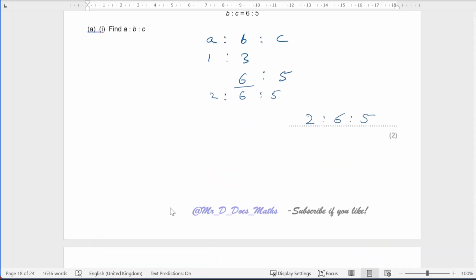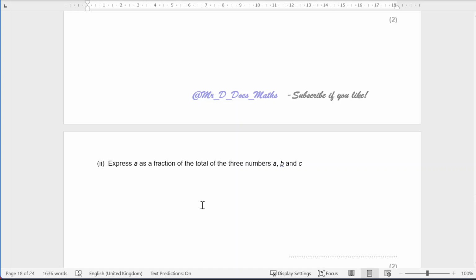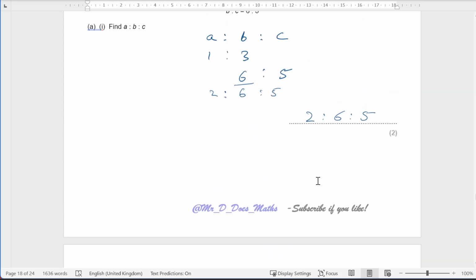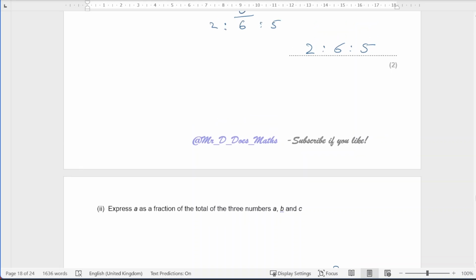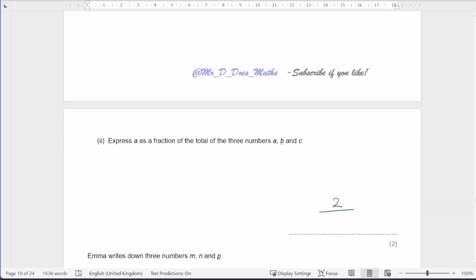For part B, express A as a fraction of the total number of all three numbers, A to B to C. So that's going to be 2 out of the number of parts. So we've got 2 out of the number of parts. The number of parts is 2 plus 6 plus 5. That's 13. So 2 out of 13.